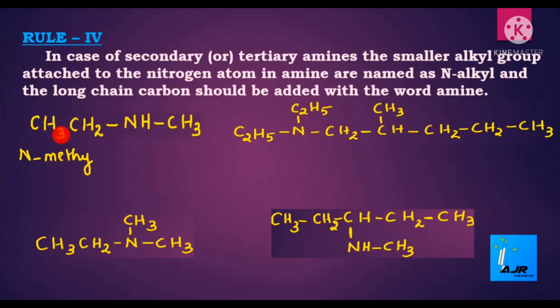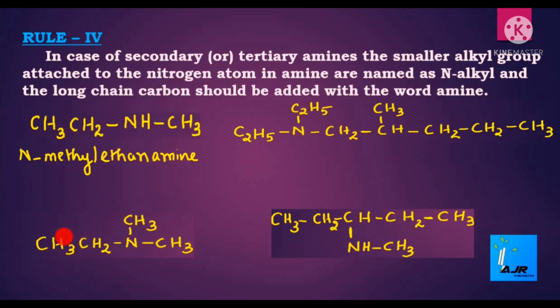So how will you write? Ethanamine. Only one NH group is there. In that case, we should not make use of the final letter E of alkane. Only if the amine is having two amino groups, we can use the final letter E of alkane. But since it is having only one amino group, that letter E should be removed. So N-methyl ethanamine. E should be removed and the word amine should be used. So N-methyl ethanamine.